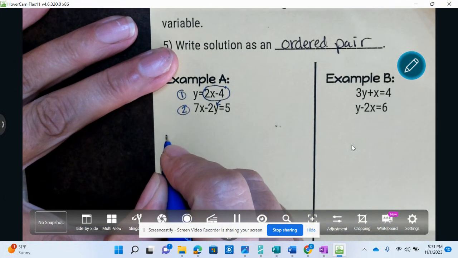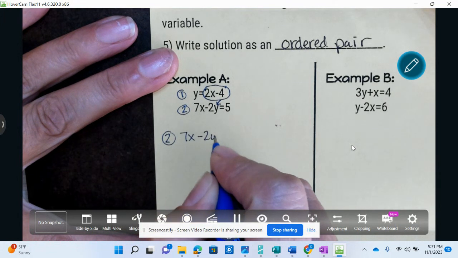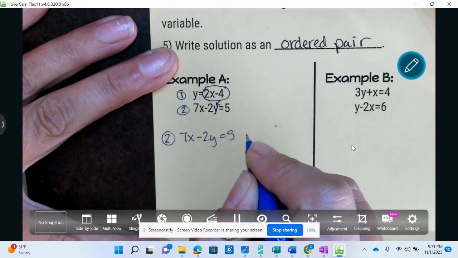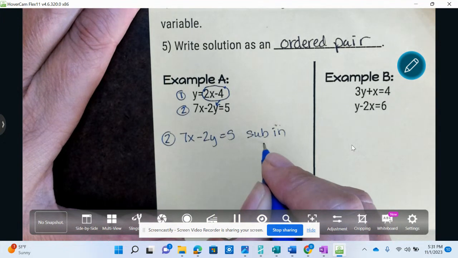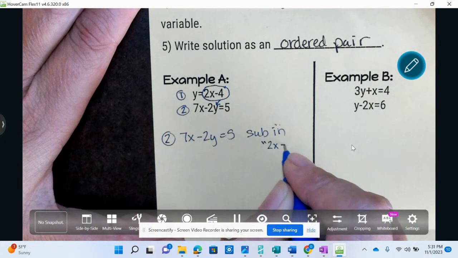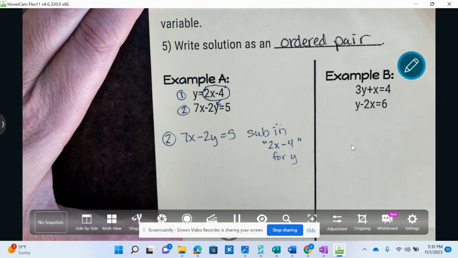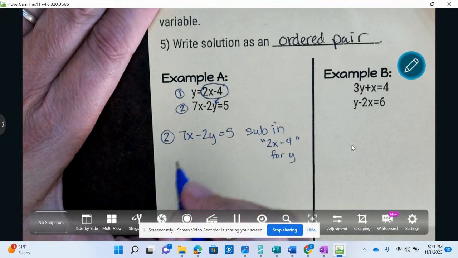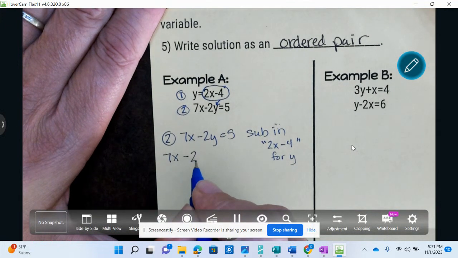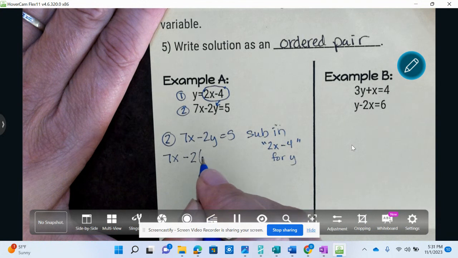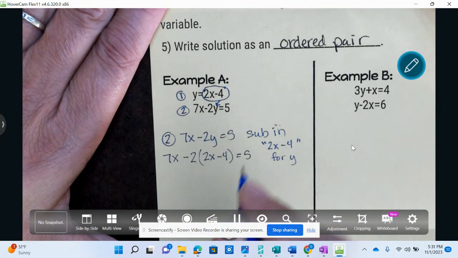So I'm going to take equation number 2, 7x minus 2y equals 5, and sub in 2x minus 4 for the y term. What does that look like? That gives me 7x minus 2 times the quantity 2x minus 4 equals 5.